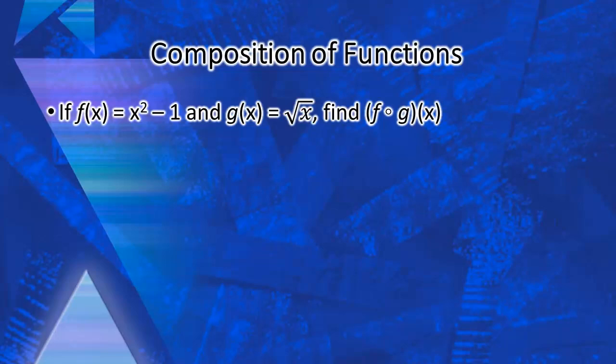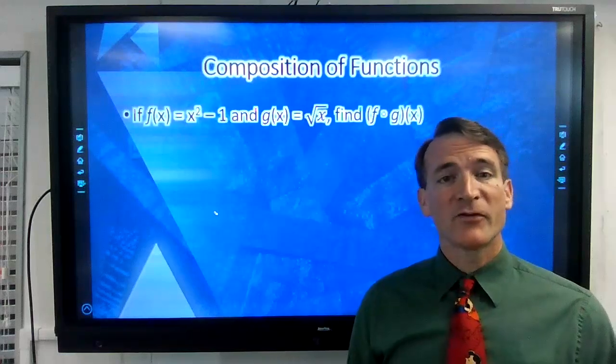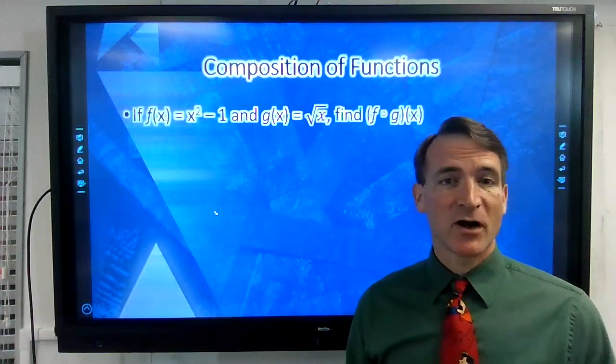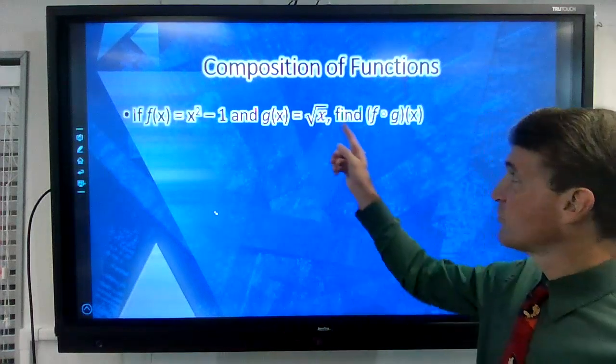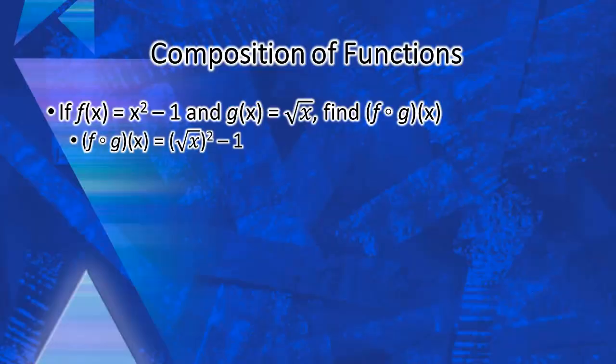Try this one. f of x is x squared minus 1 and g of x is the square root of x. I want you to compose the f composed of g function. So f composed of g, that means I need to start out with my g values. If I plug in my value of g, which is the square root of x, in for my x variable here, that means I have the square root of x squared minus 1. Well, the square root of x squared is simply x. So I have x minus 1.